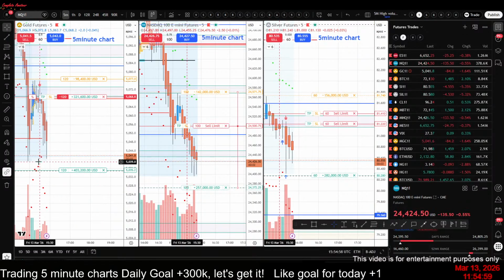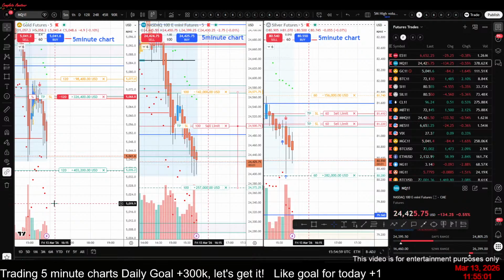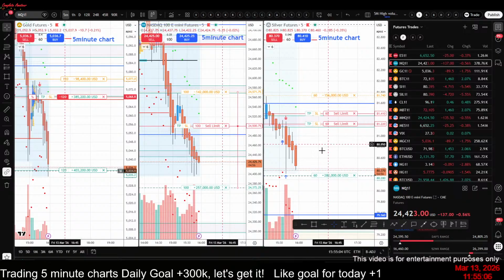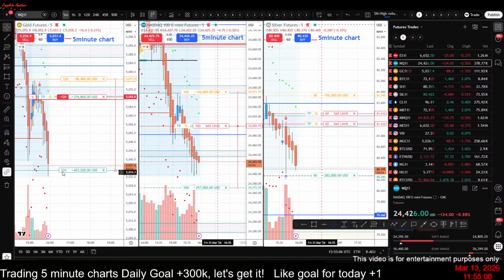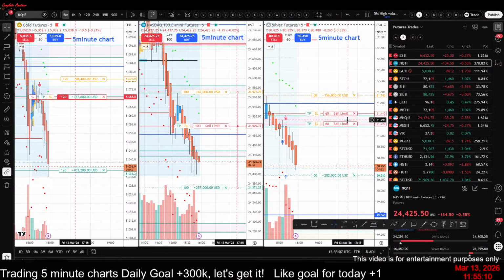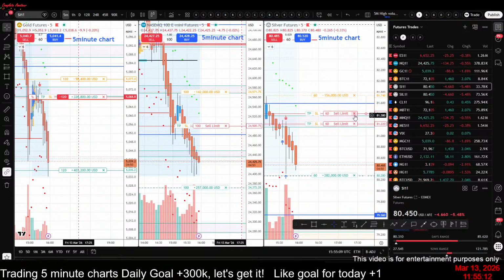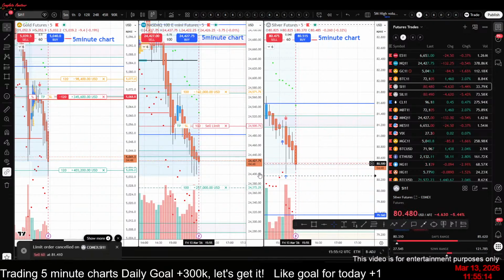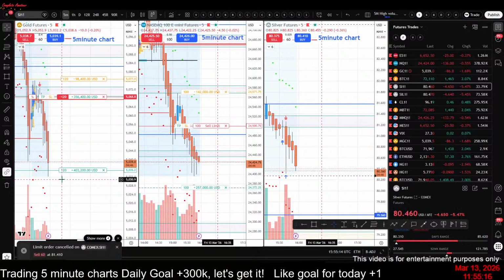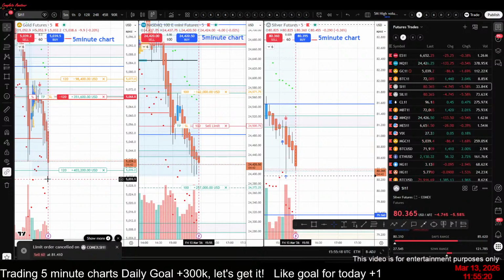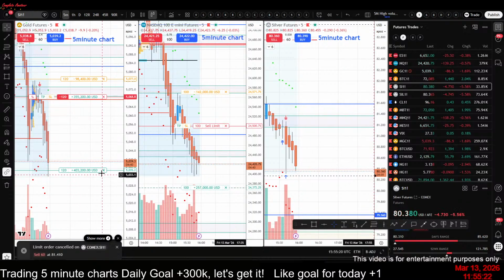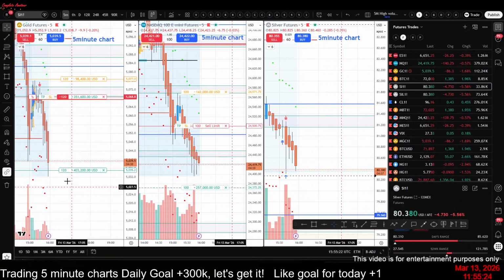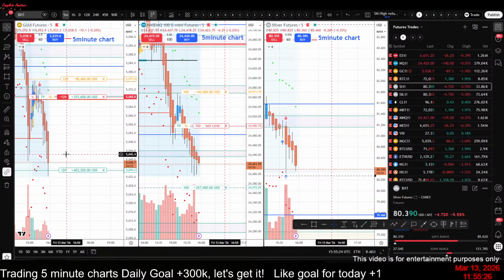Come on, go attack these lows. There we go. Come on, fill me. Don't mess around. Fill me. Come on. Look how low this went. It went all the way down to 32. My target's at 35, and this thing hasn't filled me. What a scumbag.